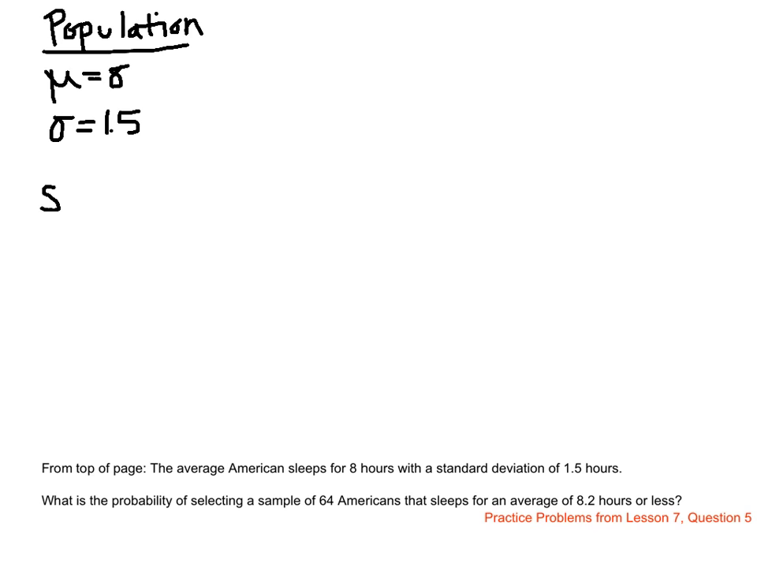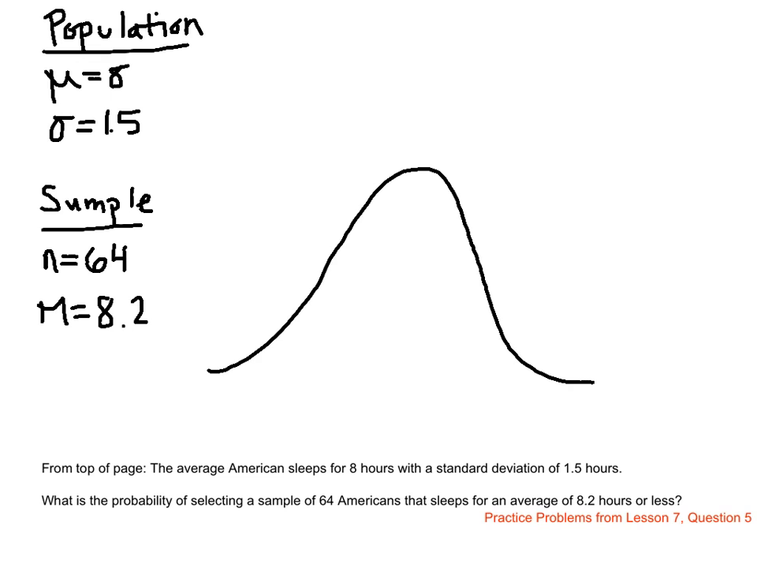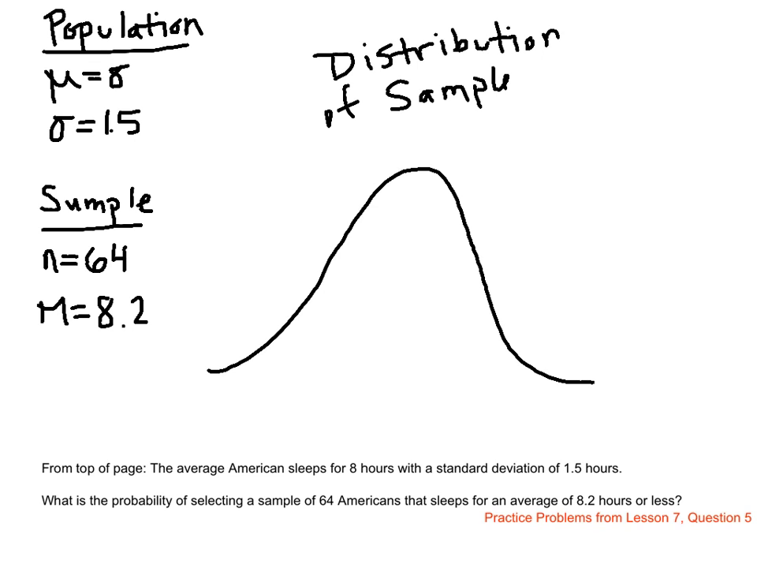So now it gives us a sample. And it gives me an n, which is 64. And it also gives me an average, an M, which is 8.2. And it's asking me what is the probability of selecting a sample that has an M of 8.2 or lower. So essentially, I'm going to need to create a distribution of sample means using n's of 64, because my sample has an n of 64.